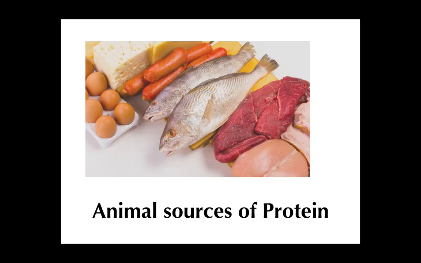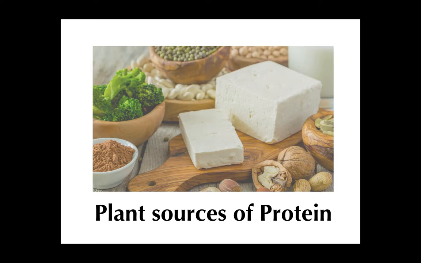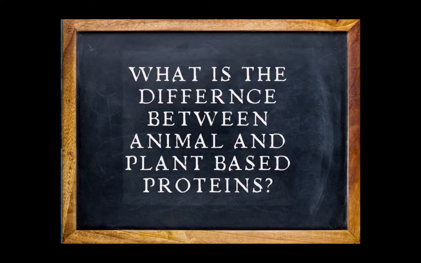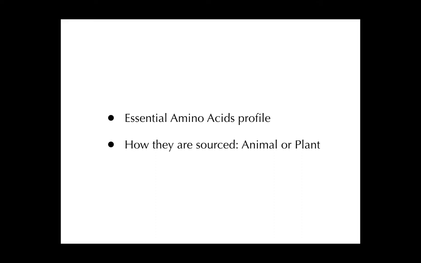Protein sources. There are different sources: you've got plant sources and animal sources. I have been a vegan, I've been a vegetarian, I've been a meat eater. Whatever works for you, but I want to explain the differences and just ensure that you are hitting that protein goal and you're getting your essential amino acids. So what's the difference? The difference is going to be the essential amino acid profile and how they're sourced.